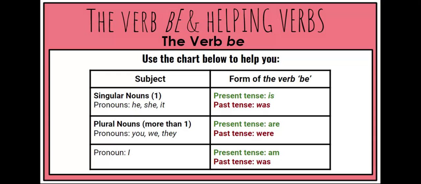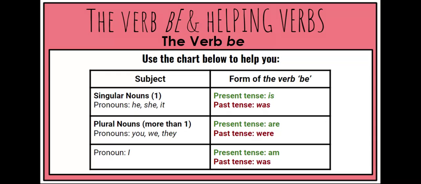Plural nouns are more than one. And so for plural nouns, we use are for the present tense and were for the past tense. So this could be the girls are shopping. So in that sense, the girls is plural. So we use are for the present tense. The girls were shopping. We use the form were for past tense.